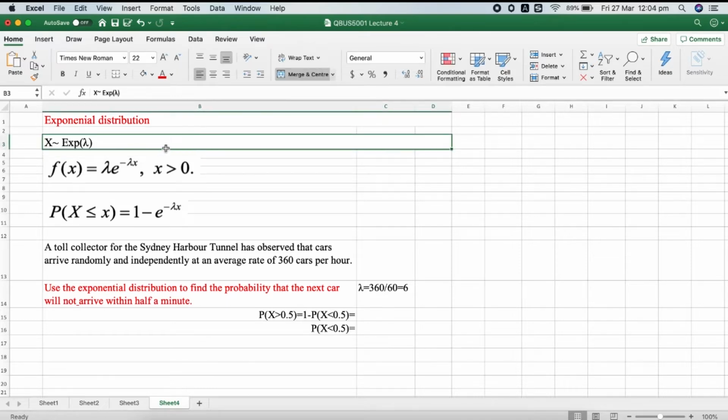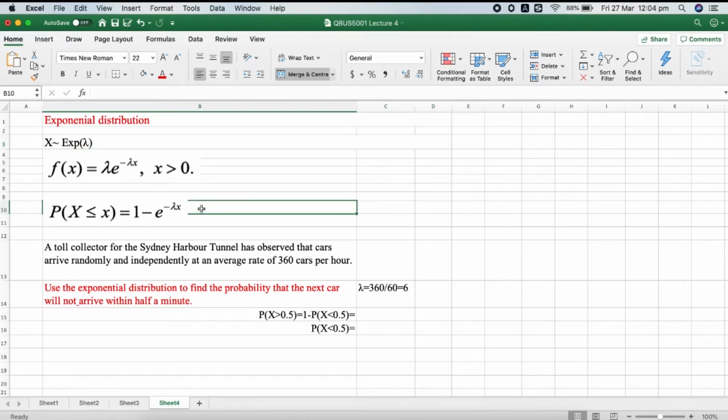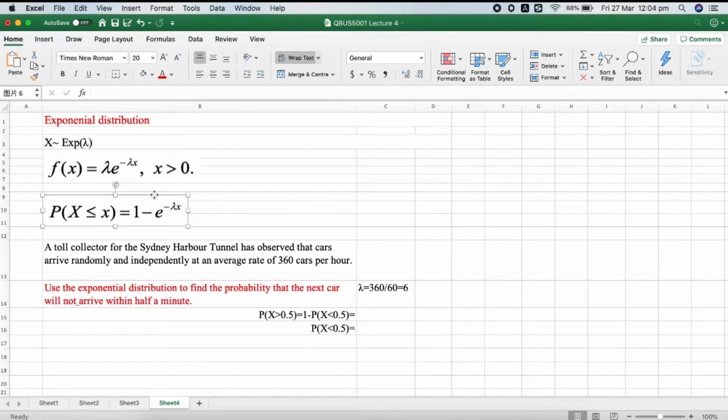It models time between occurrences, for example, between phone calls, customer arrivals, battery lifetime. Since it's a continuous distribution, the function here should be the cumulative distribution function, which is this.